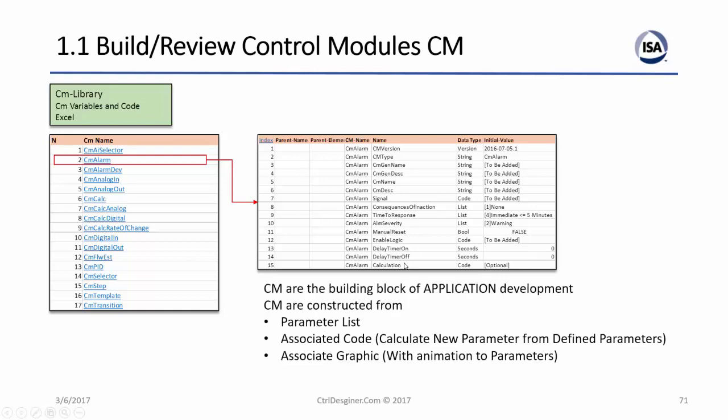Each CM, because it is a building block of our application, should have a parameter list as I'm showing. It should have associated code with it, and it should have associated graphics with it. I'm not covering these two in this lecture.